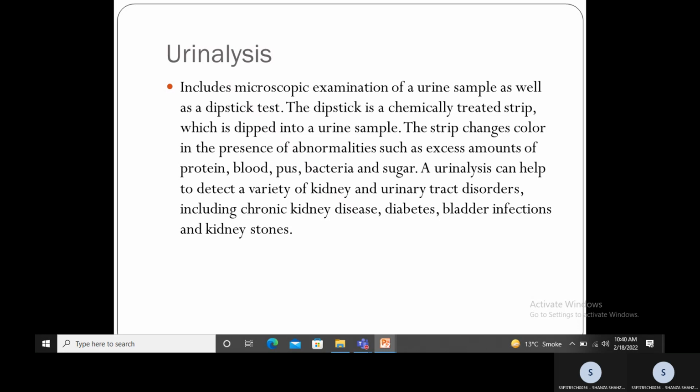Urine analysis can help to detect a variety of kidney and urinary tract disorders, including chronic kidney disease, diabetes, bladder infections, and kidney stones.